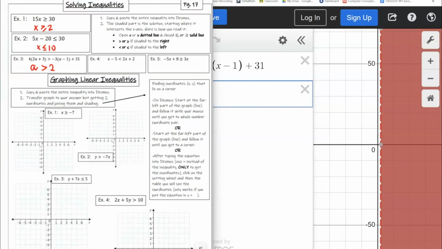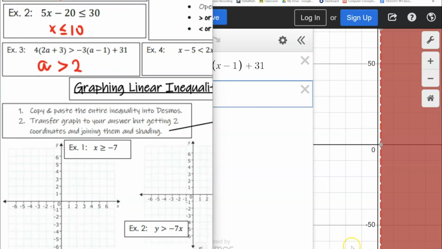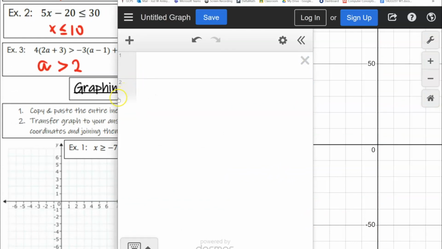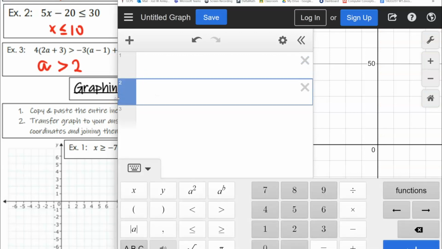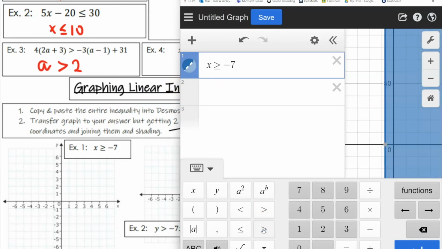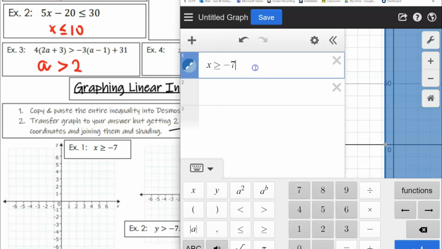Now we're going to take a look at how to graph inequalities using Desmos. So again, copy and paste the entire inequality into Desmos. So I'll go ahead and do the first one. I'm just going to move this a tad that way. So x is greater than or equal to -7. I can see the solid line because of the equal to, and it's to the right of -7. All right, cool. Then it says transfer the graph to your answer, by getting 2 coordinates, joining them and shading. Okay, so we've talked about this before.